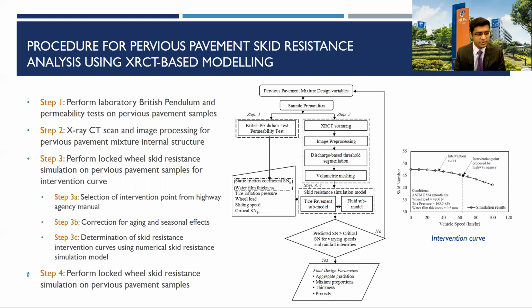At first, the third step is for the intervention curve. The figure on the right shows an example of an intervention curve. The area above the intervention curve is considered a safe zone, and the area below the intervention curve is considered an accident-prone zone. Step 4 is for the evaluation of the performance curve for different rainfall intensities and sliding speeds.